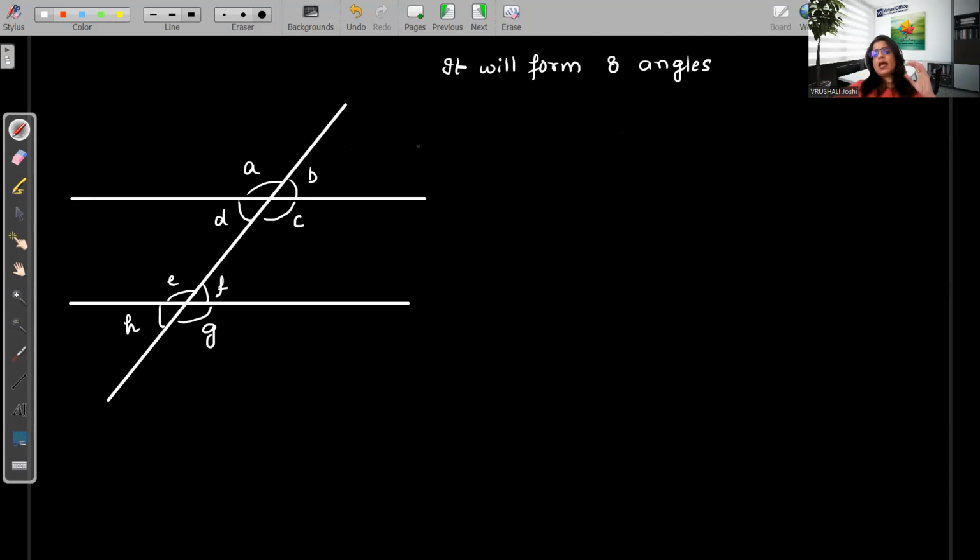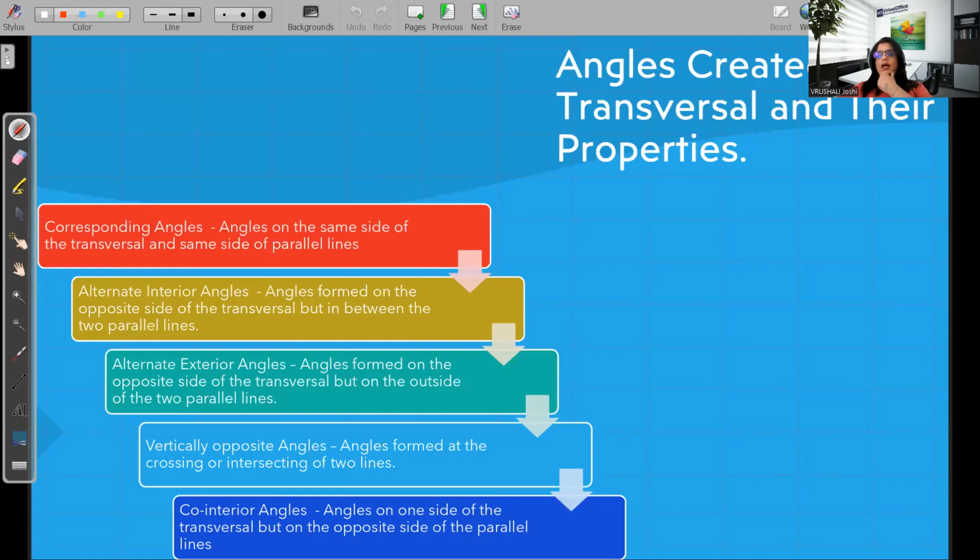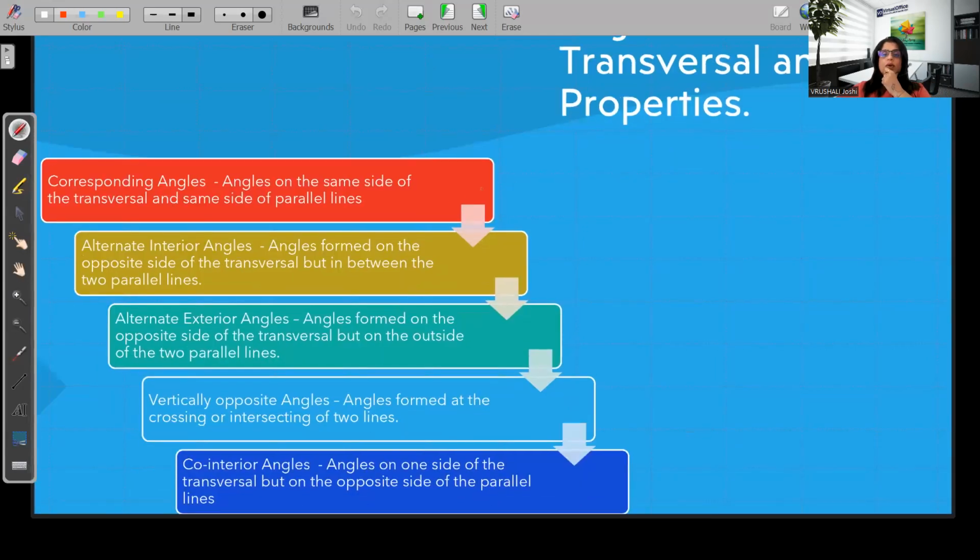And all these angles have their own significance. For example, they have names, they have some properties. We will go to the next slide and I'll get you back to this slide to explain it in more detail. So, what these angles are. Let's see, angles which are created by a transversal and their properties. What are the properties? One is the corresponding angle: angles on the same side of the transversal and same side of the parallel line. Which means what? For example, okay, one second. We'll do one thing.